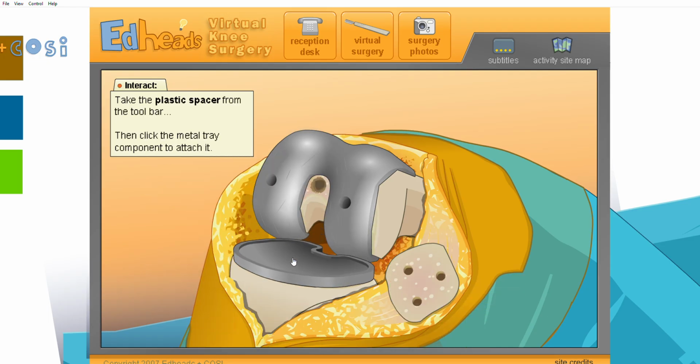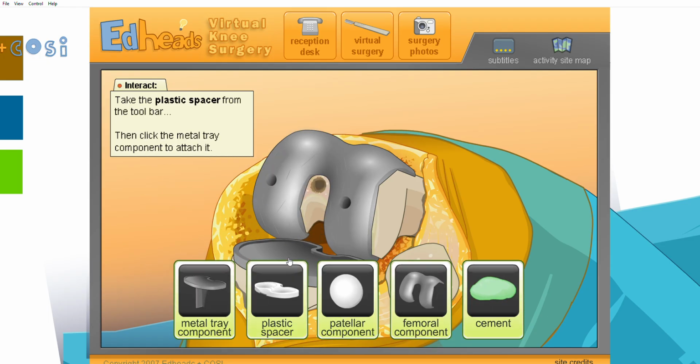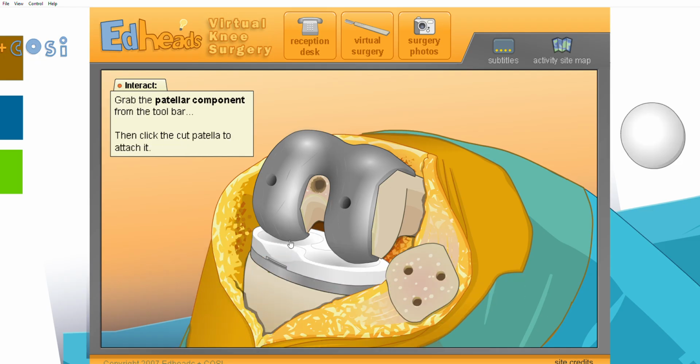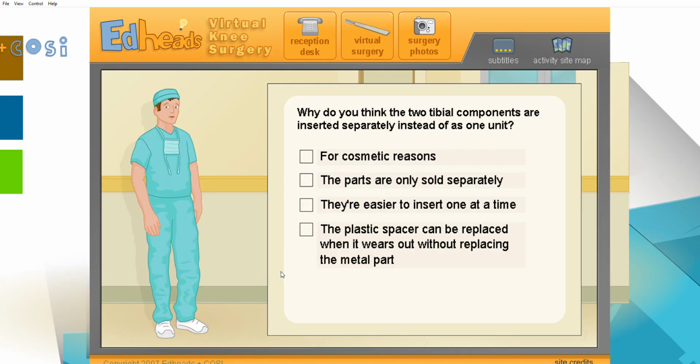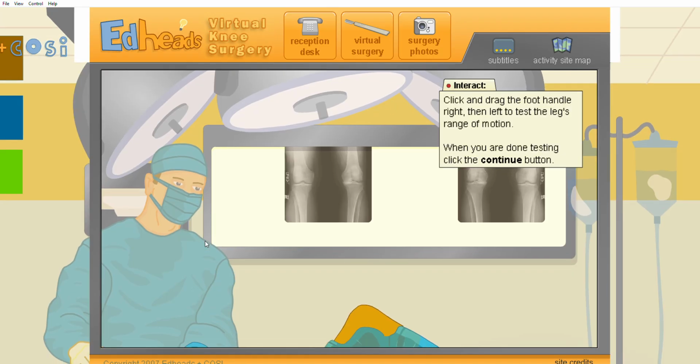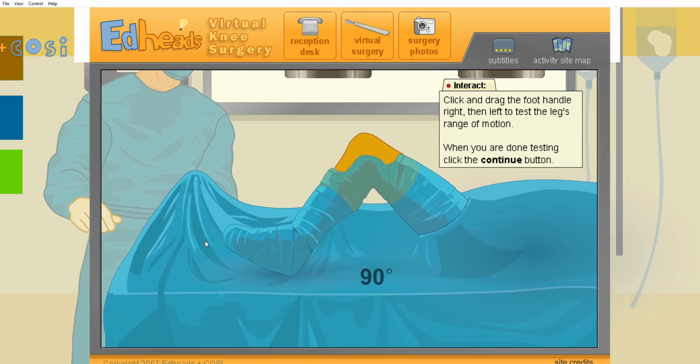Insert the plastic trial spacer into the metal tray component. Lastly, attach the patellar trial component. Why do you think the two tibial components are inserted separately instead of as one unit? No. Nope. Fantastic. Conduct a range of motion tests to assure proper knee alignment and successful prosthetic fit.